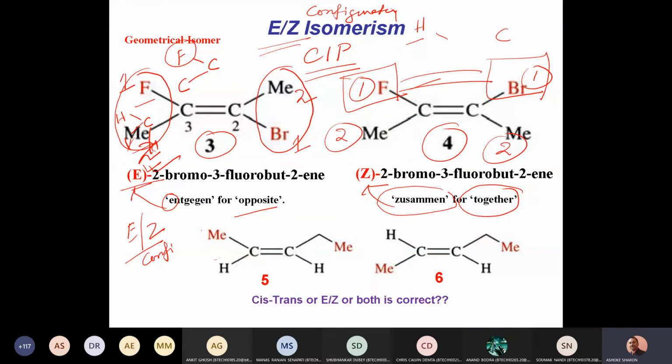Good. So I hope that now we understand how we can explain EZ isomerism and cis-trans isomerism. So that configuration we understand, and conformation we also tried to correlate. So now in the case of ethane, is there any possibility.